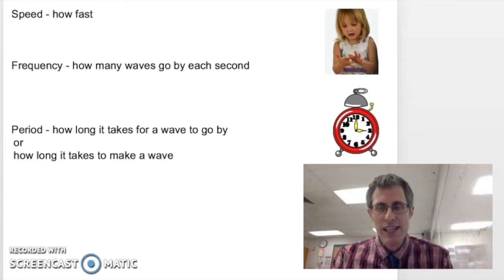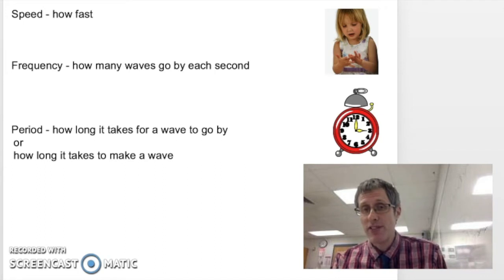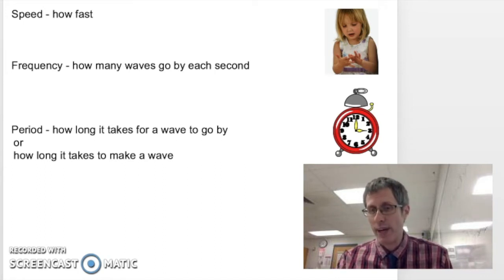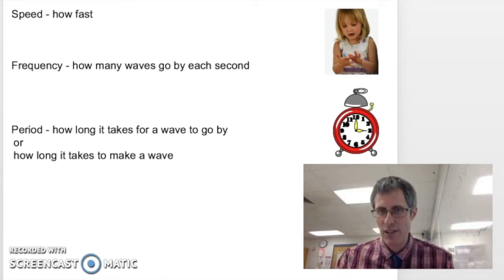The period is how much time it takes for a wave to go by. Alternatively, it's how much time it takes to make a wave. Those are the same exact thing.